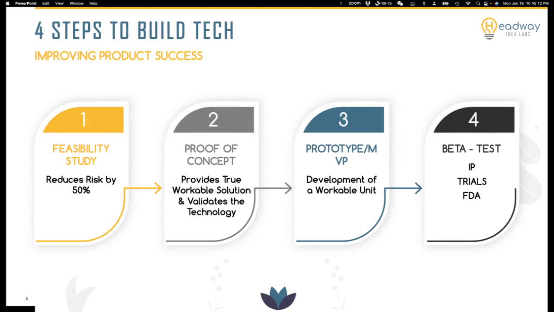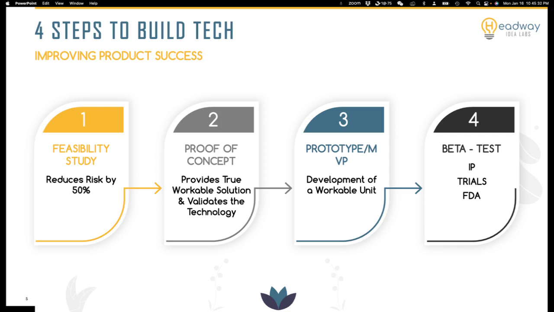Now, improving product success. These are four steps that I look at and that you should consider, and I'll explain the importance of each. Feasibility study. A feasibility study can reduce risk by up to 50% or even more. Now, what is a feasibility study?